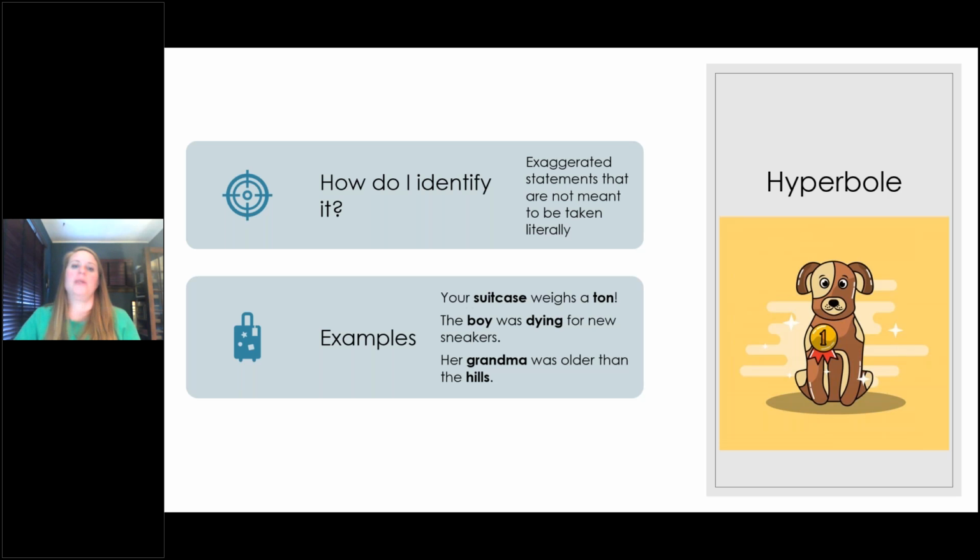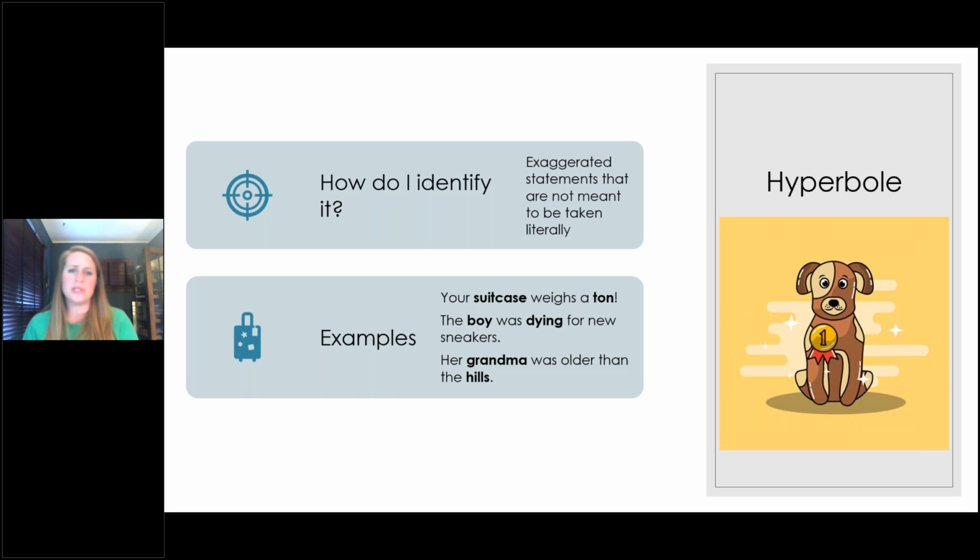But when we use this hyperbole, we can imagine, is the person's suitcase light then? Is that what we're saying? No, we're saying it's supremely heavy. It's super duper heavy. And so we're exaggerating it by saying your suitcase weighs a ton.